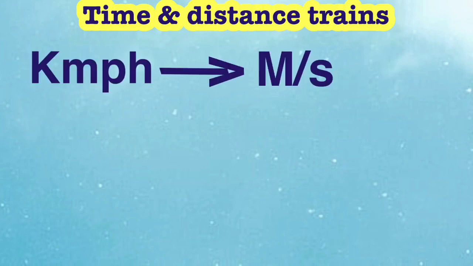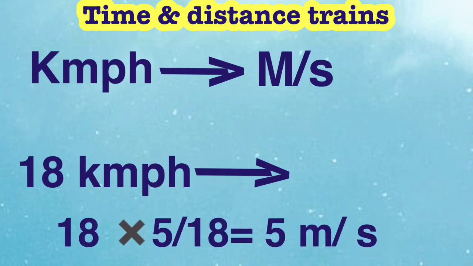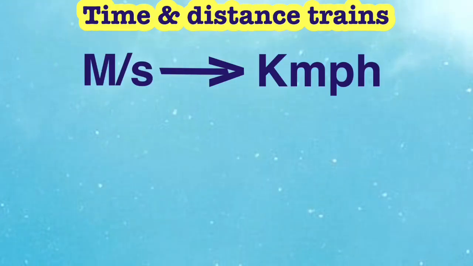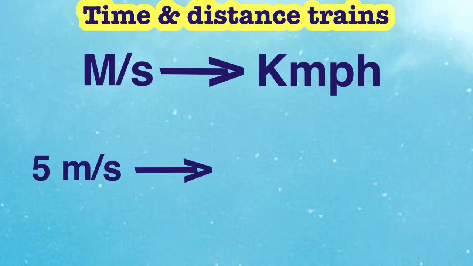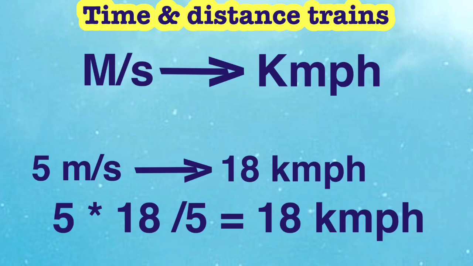Kilometer per hour multiplied by 5 by 18, we get meter per second. For example, 18 kilometers per hour, we get 18 into 5 by 18 is 5 meter per second. Meter per second multiplied by 18 by 5, we get kilometers per hour. For example, 5 meter per second, we get 5 into 18 by 5 is 18 kilometers per hour.